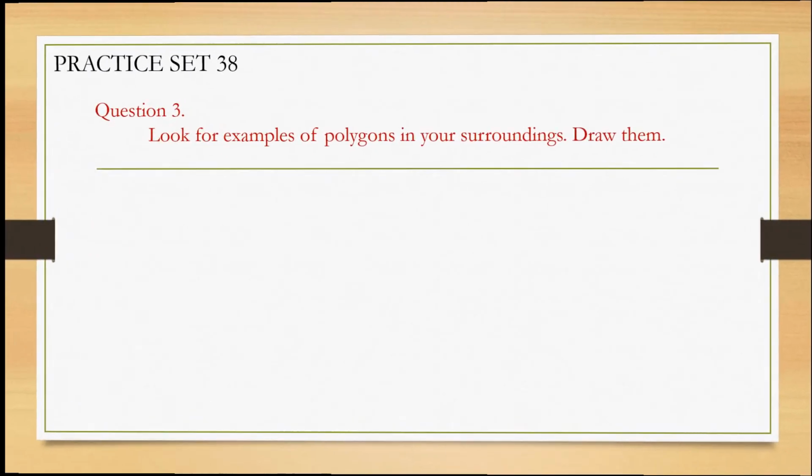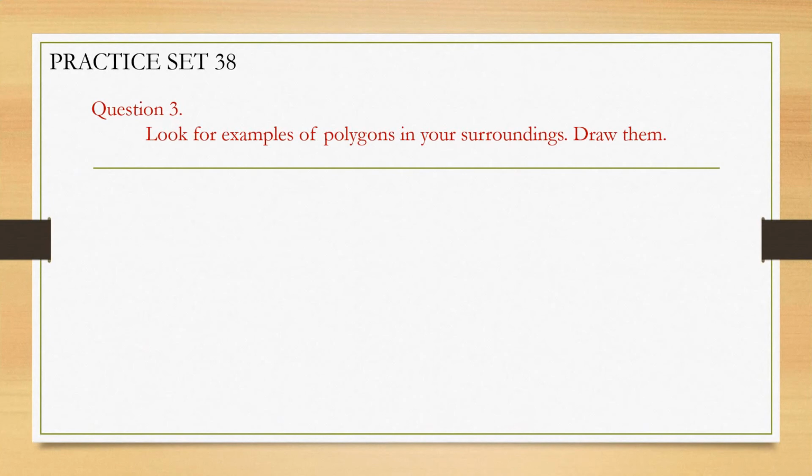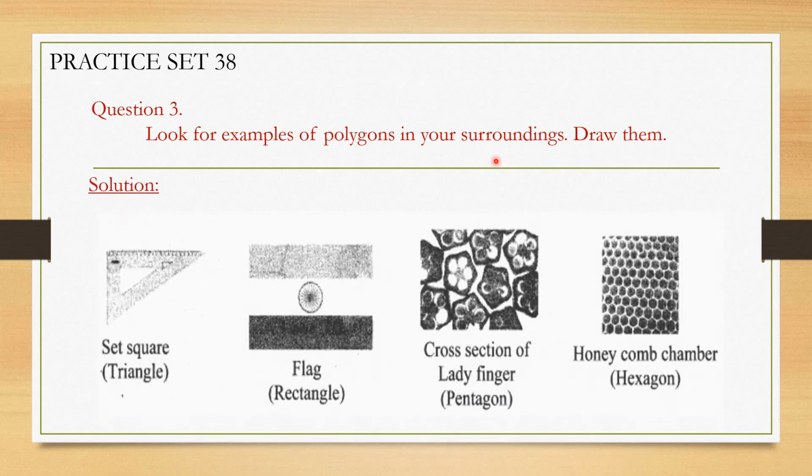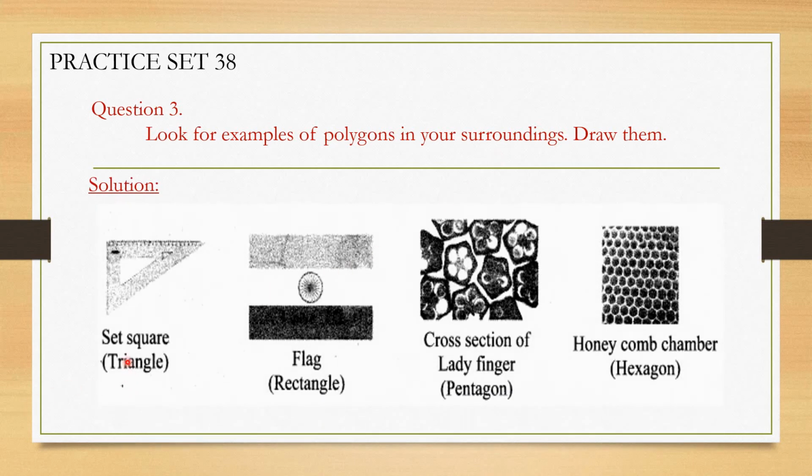Number 3. Look for examples of polygons in your surroundings and draw them. What you have seen, the polygons in your surroundings, you have to draw here. Here the first one is a triangle with 3 sides, there is a set square, and the second one is a 4-sided rectangle. This is the flag. The shape of the flag is rectangular, 4 sides. And here a pentagon, 5 sides. There is the cross section of the lady's finger. And next one, 6 sides, hexagon. Here it is a honeycomb chamber.